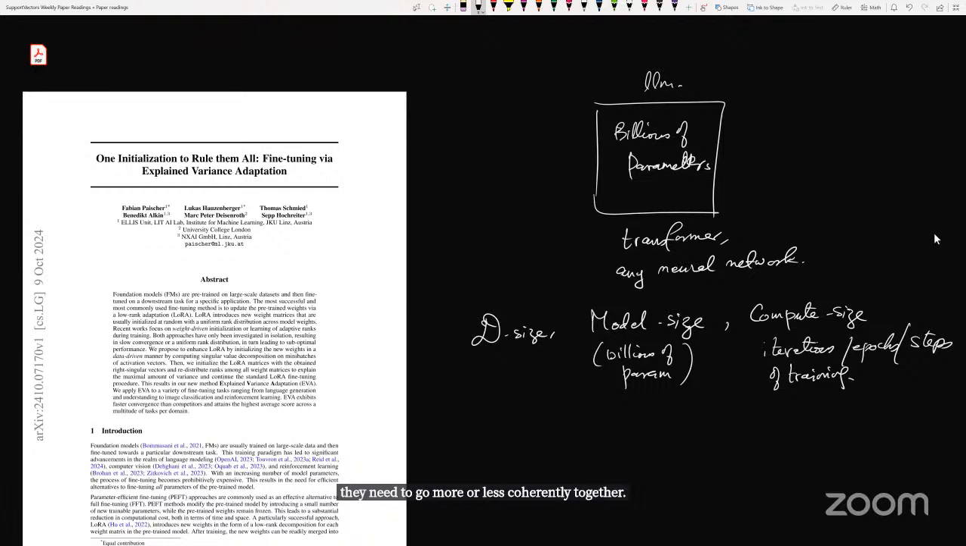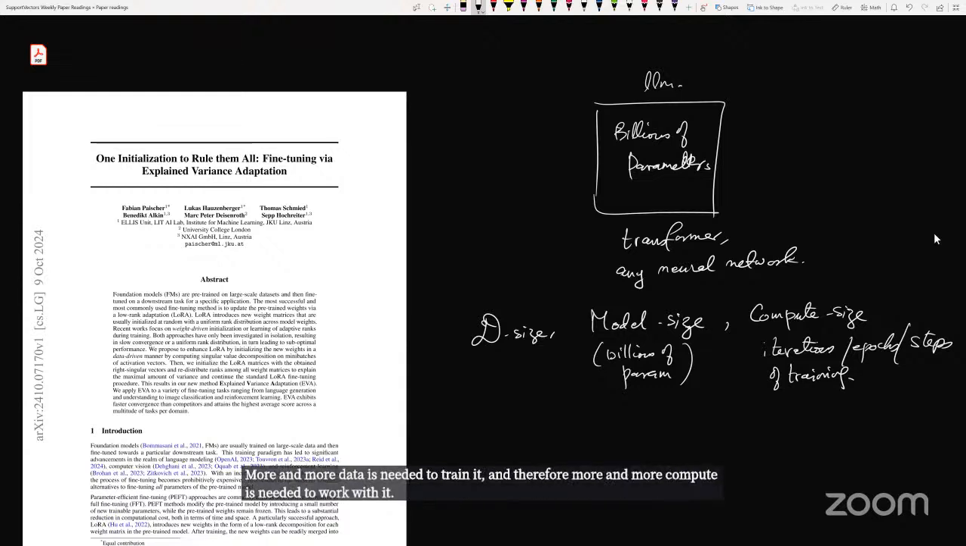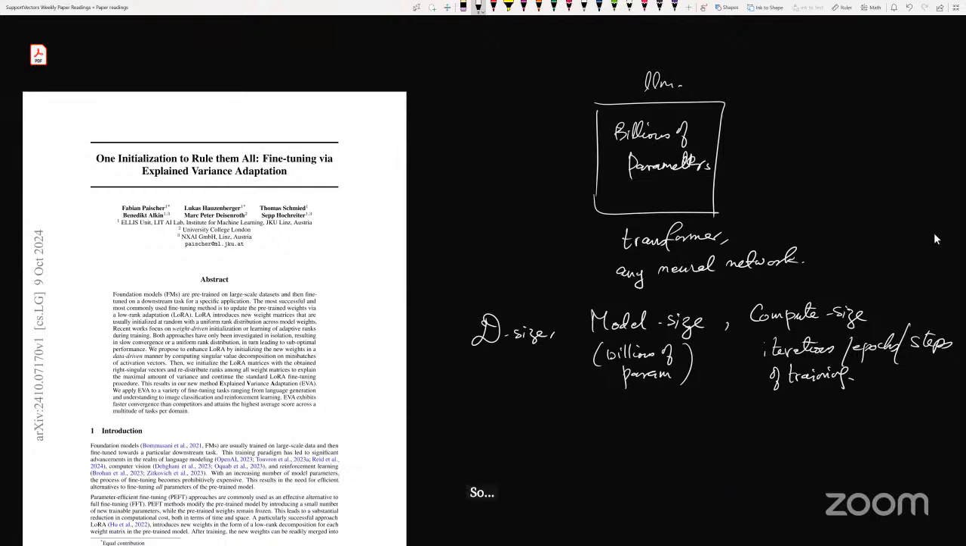If you take a small model, then reasonable data set sizes can train it, and the compute needed will not be that much. But as you scale the model up, more and more data is needed to train it, and therefore more and more compute is needed to work with it. And so these are called the neural scaling laws.